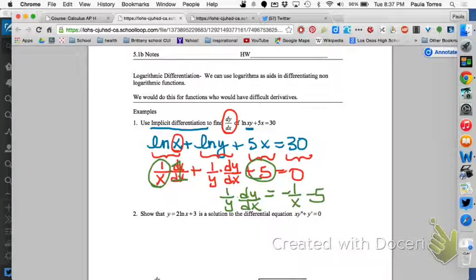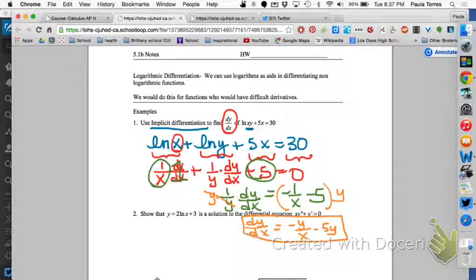And then if I want to get dy/dx by itself, I can multiply both sides by y. So poof! And then dy/dx is equal to negative y over x minus 5y. And of course I could get a common denominator and actually add them if I want. It would depend on the multiple choices.